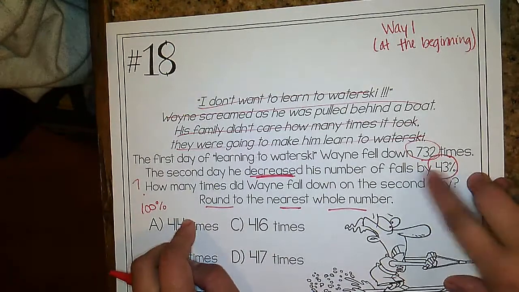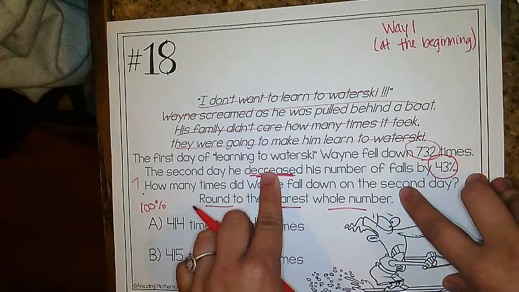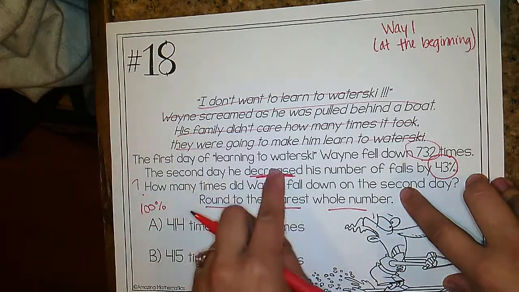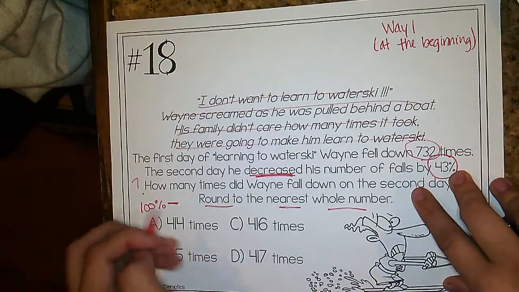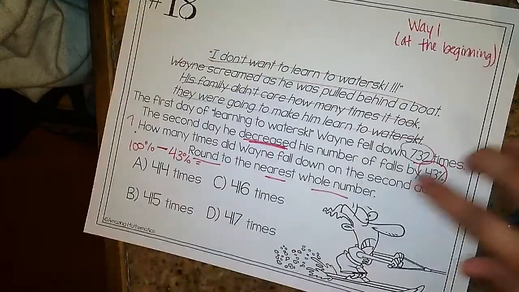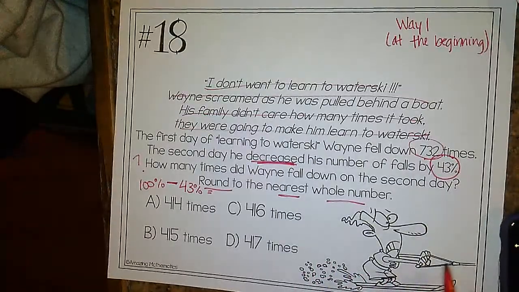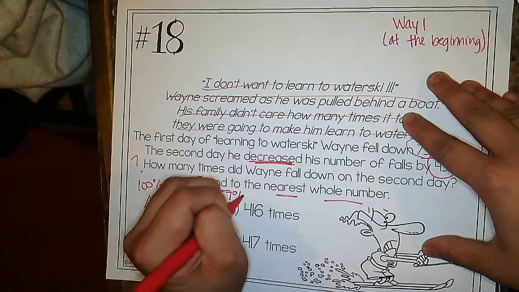But he decreased. Is decreased adding or subtracting? If you said subtracting, that's right, because we're getting smaller. So I'm going to subtract, and it's going to be by 43%. I can subtract percents from percents. So 100 minus 43 is going to give me 57%.